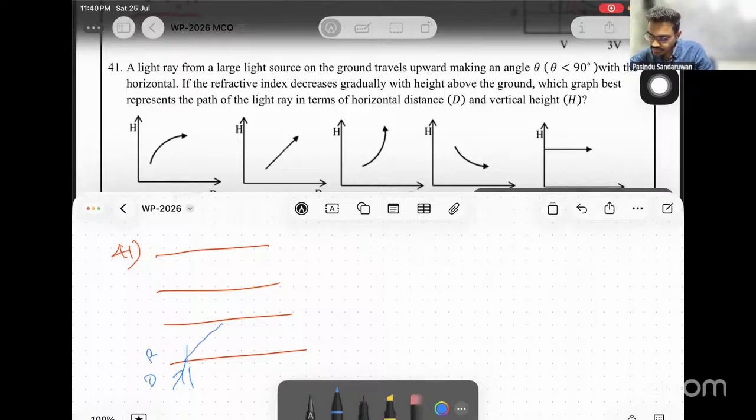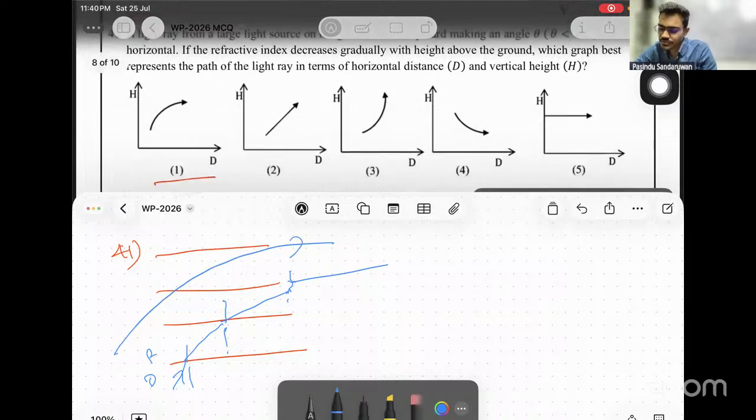dense to rare, away from normal. Again here away from normal. Then again here, dense to rare, away from normal. See, the bending is going to be something like this. If you just check the bending, that is enough. That is one.